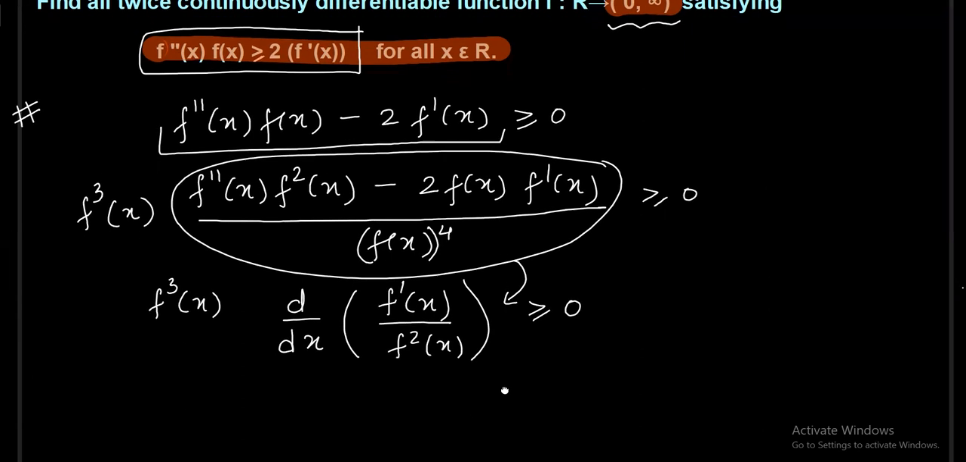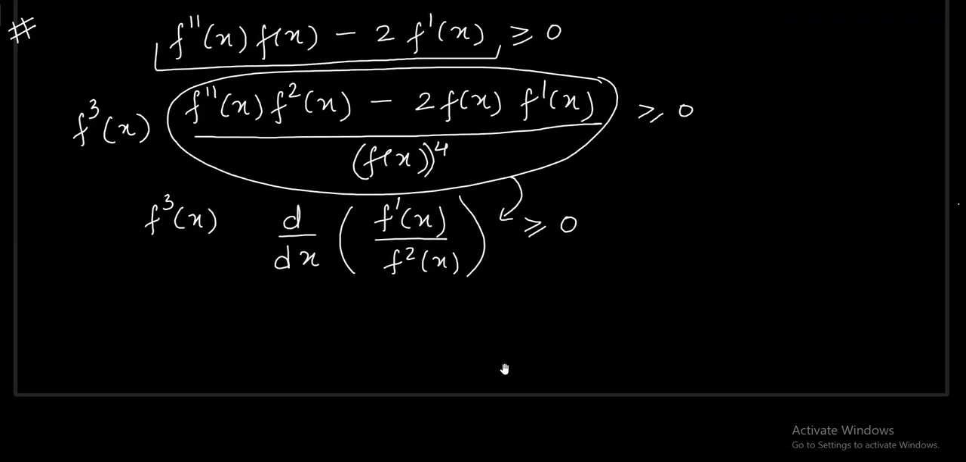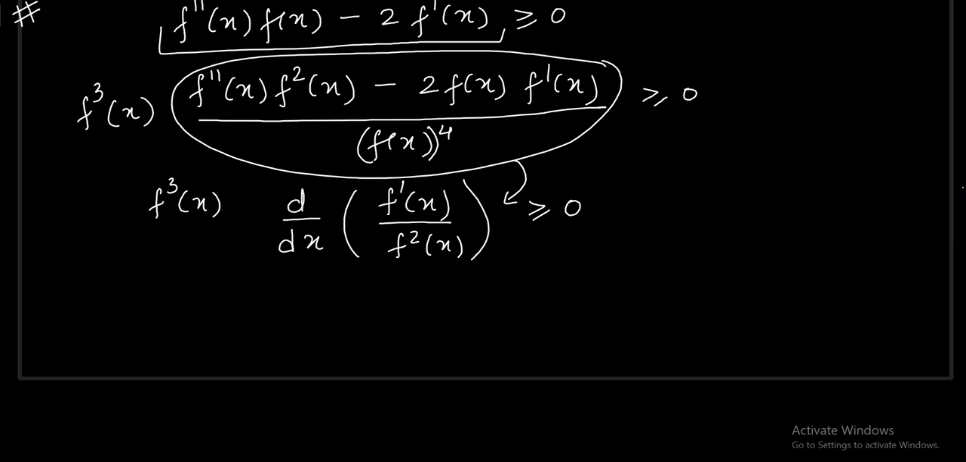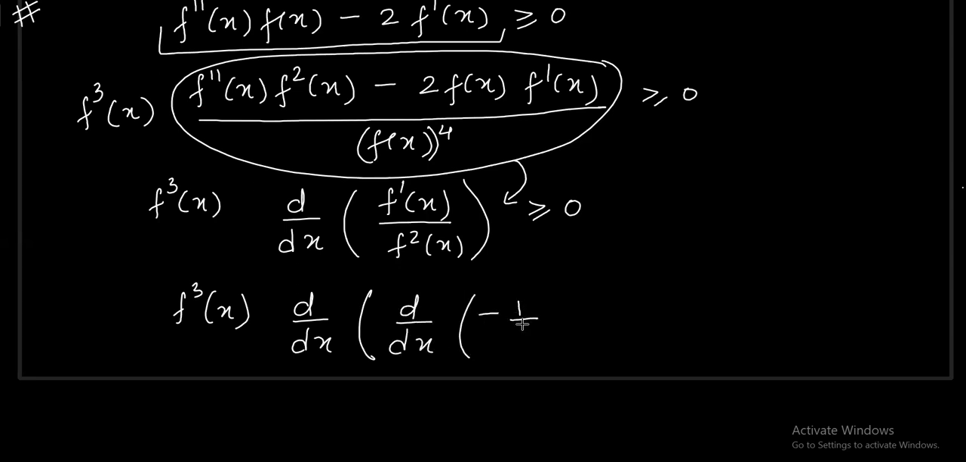But f dash upon f square is once again a derivative of some function. Which function? I can rewrite it as d by dx of minus 1 upon fx. So by observing the expression, we have written that this is equal to the derivative of minus 1 upon fx.